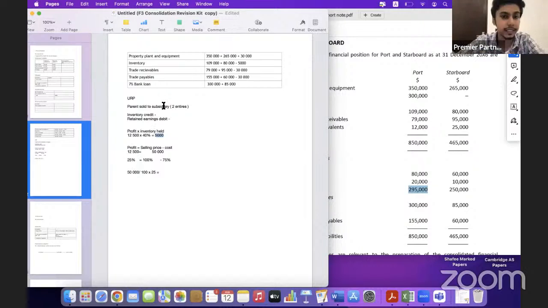But if it's the other way around, let's say for example, if Starboard had sold to Port, the subsidiary is selling to the parent, then we have to put 80% and 20% separately, because it's the subsidiary who is making the profit. When the parent is making the profit, he keeps it all to himself. He doesn't have to share it with anyone. That's the reason why I'm not putting the percentages.